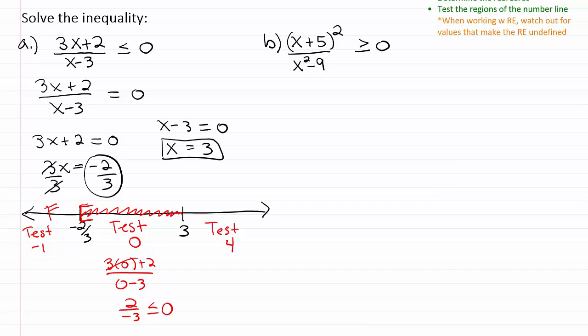We never want to include 3 because that makes the function undefined. So we would certainly be rounding this here. It has to be rounded because we don't want to include 3. Let's test 4 though to see if 4, or the region that includes 4, is part of the solution. All right, so let's do that.